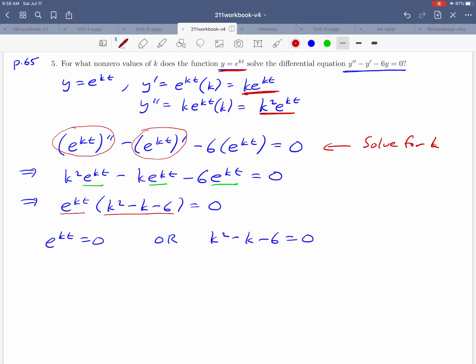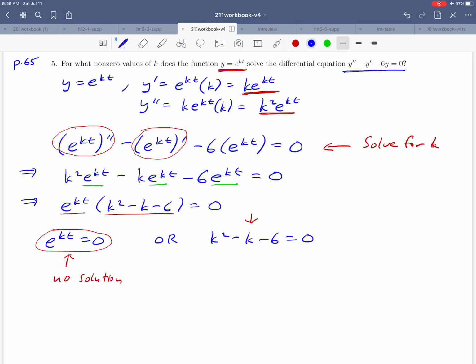The thing about this first piece, e to the kt equals 0, is that if you think back to algebra for a minute, it's not possible to solve that equation because e is a positive number, and no matter what power you raise a positive number to, you're never going to get 0. So this has no solution, which means we don't even need to worry about the first part, e to the kt equals 0. It really comes down to what's going on over here.